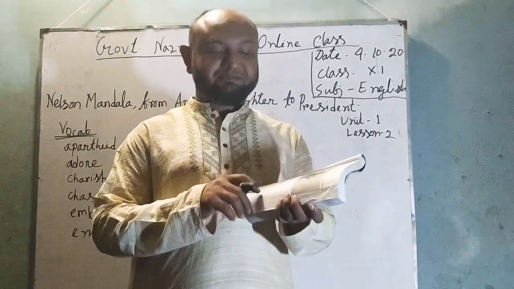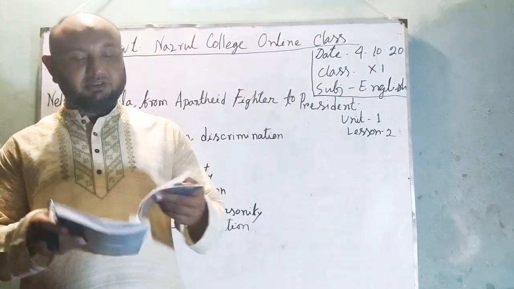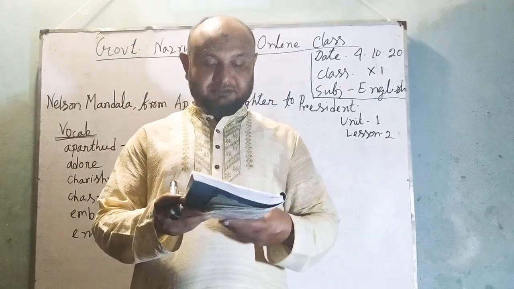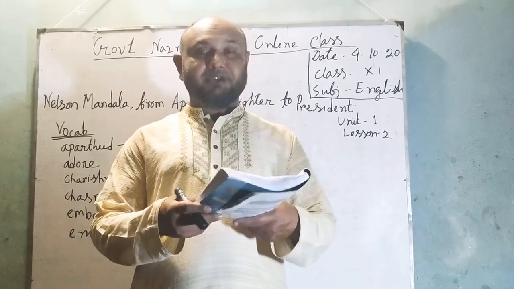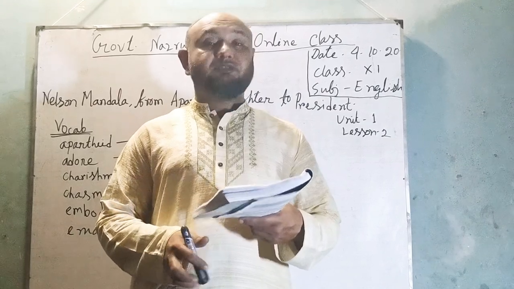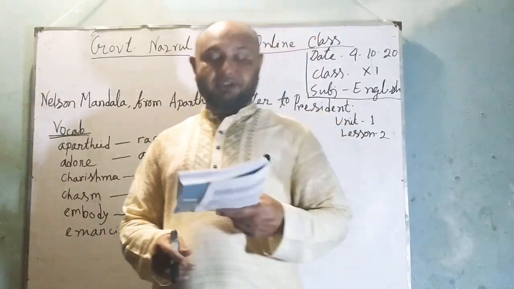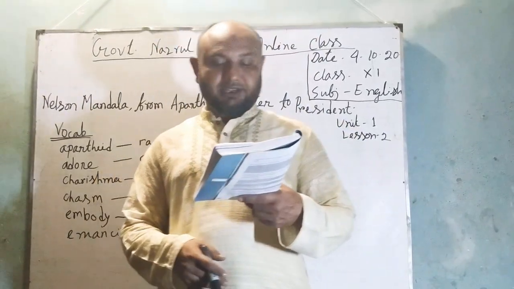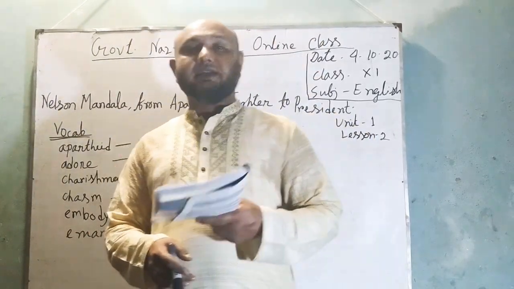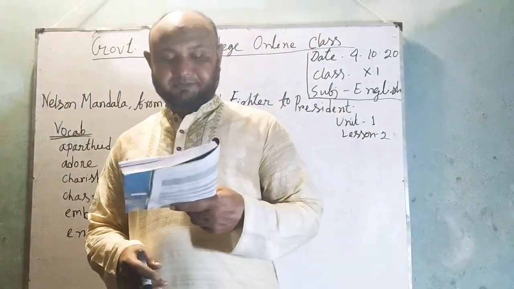Now, please, my dear learners, open your book at page number 7, Nelson Mandela. Now, read these passages yourself. I'm reading out the first paragraph. 15 December 2013, Johannesburg, Reuters. Nelson Mandela guided South Africa from the shackles of apartheid to a multiracial democracy as an icon of peace and reconciliation who came to embody the struggle for justice around the world.